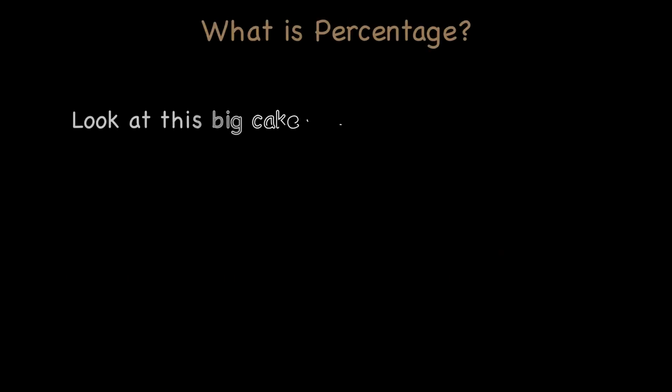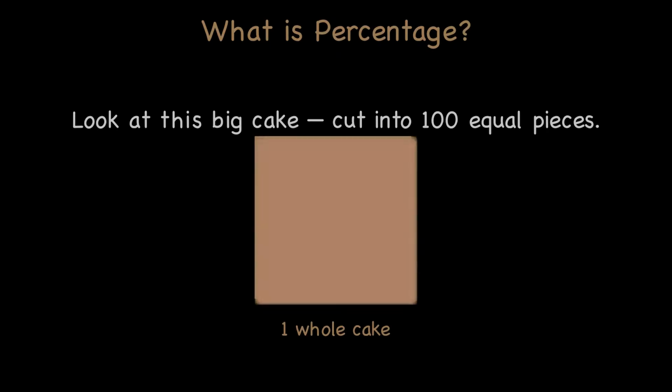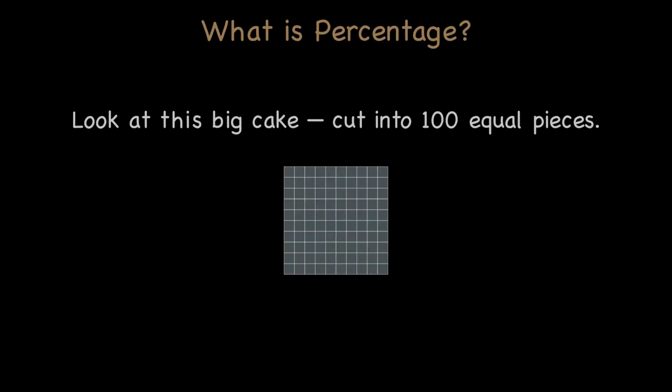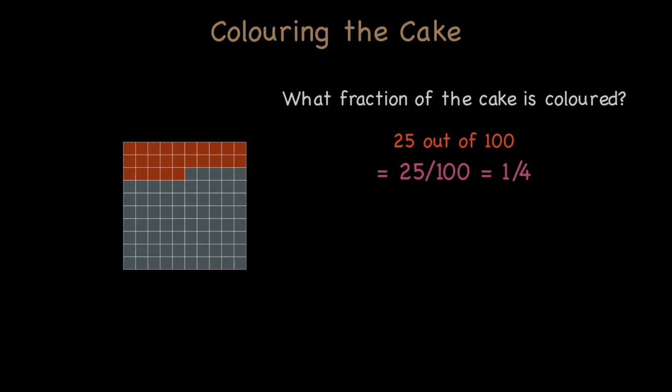Look at this big cake. I am going to cut it into 100 equal pieces. Watch carefully. There, 100 equal pieces. Each small square is one piece of the cake. I am going to color some pieces with icing. Tell me, what fraction of the cake is colored? I am coloring 25 pieces. What fraction is that? 25 out of 100, which simplifies to 1/4.